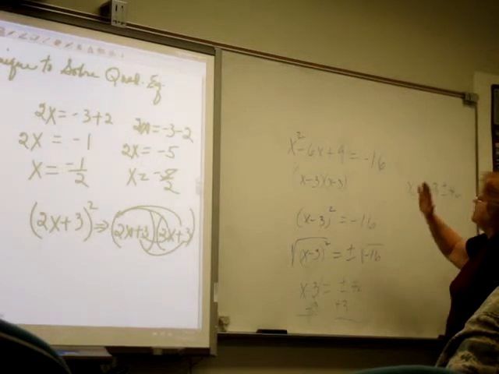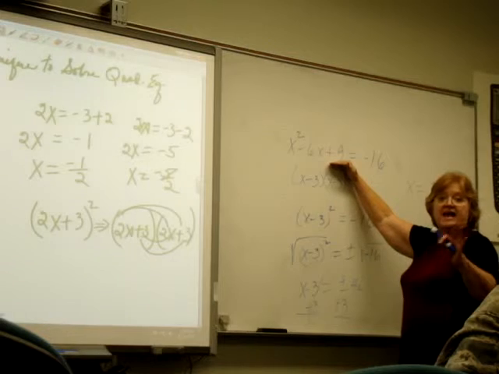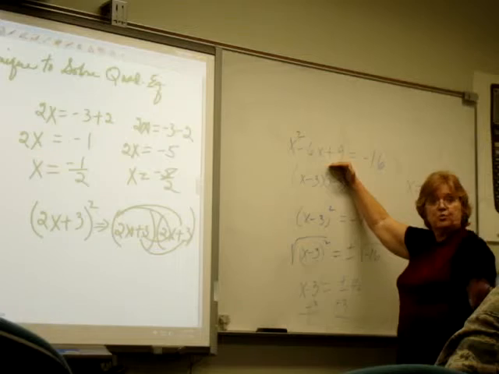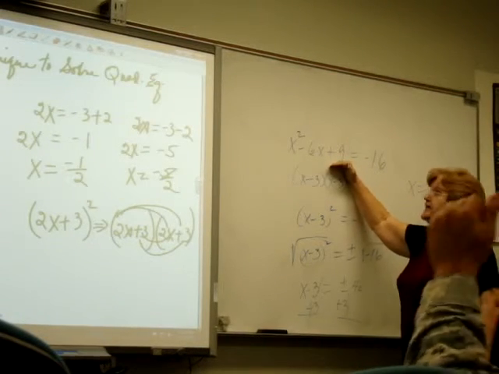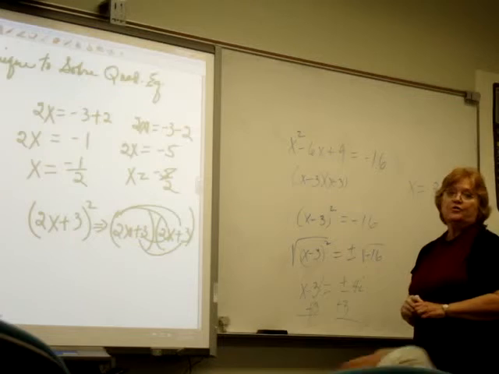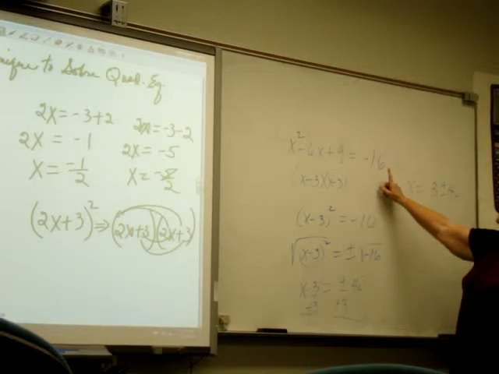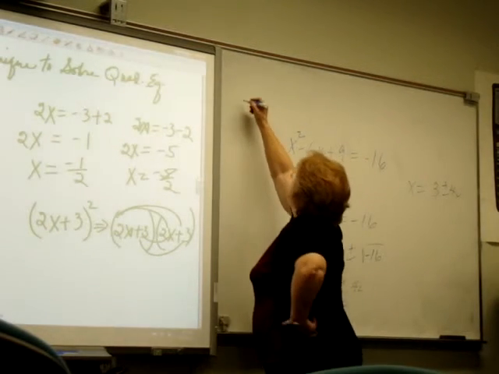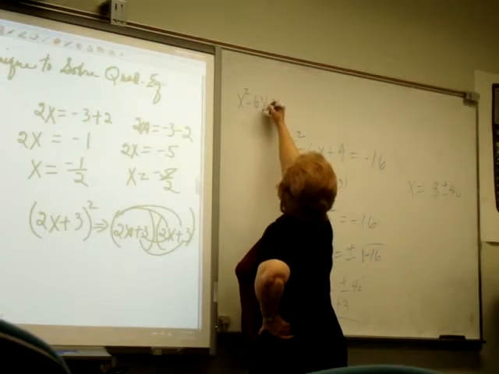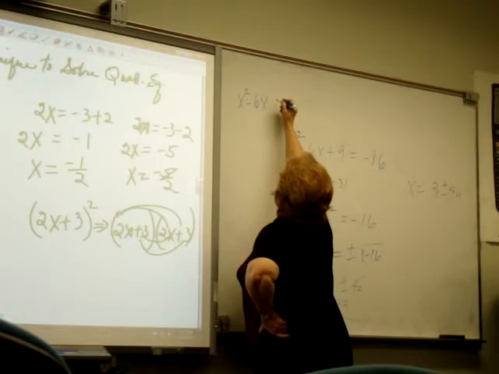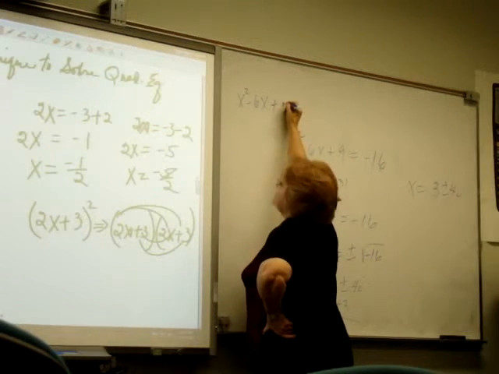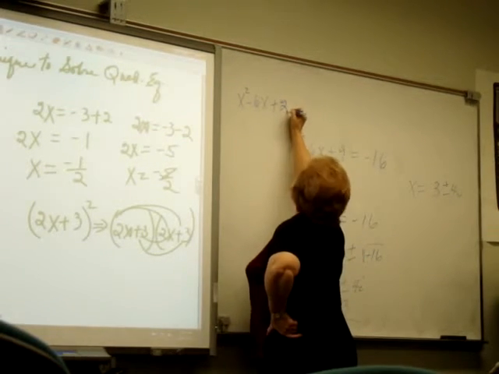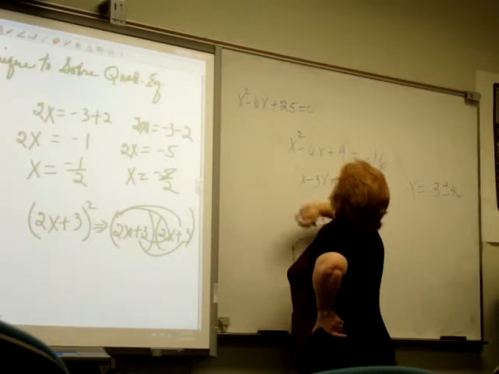Okay, now, if you did not have specific instructions, you're just told to solve it by whichever method you want to use, and you didn't recognize that that's what's going to happen there, the first thing you would have done would have been what? Add 16 to both sides? Yep. Okay, let's see what would happen. You would have x squared minus 6x. If I add 16 over here, I'm going to have what? What's 16 plus 9? 25. And that's going to be equal to 0.